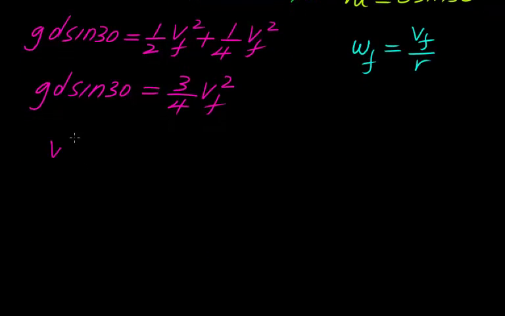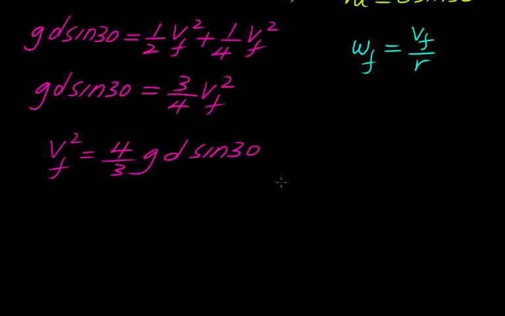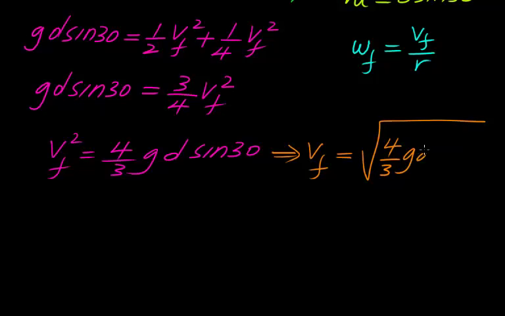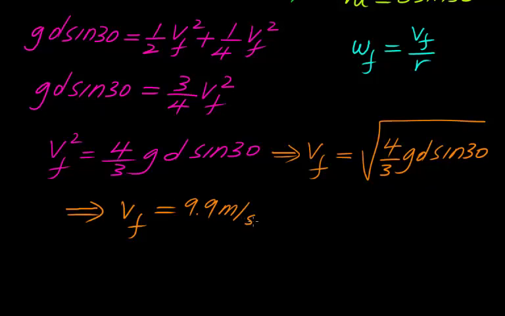Isolating the v final squared, we obtain 4/3 gd sine 30. Square root both ends, we obtain the v final to equal square root of 4/3 gd sine 30. Solving numerically for the v final, we obtain 9.9 meters per second.